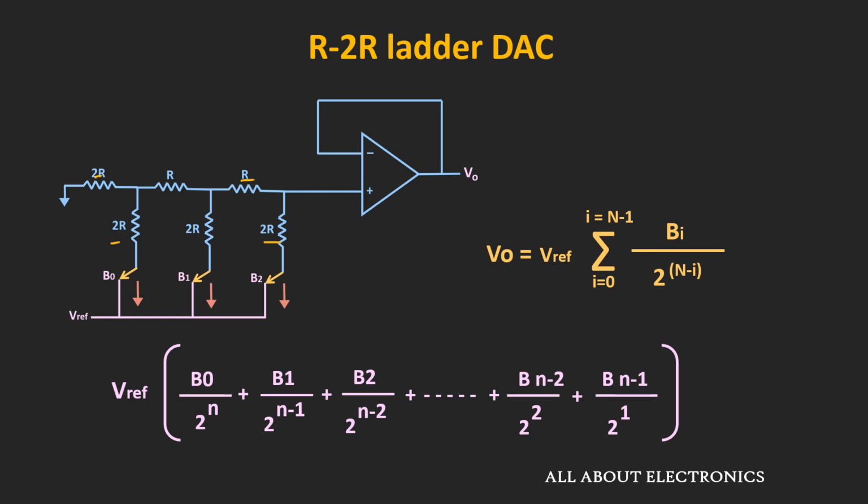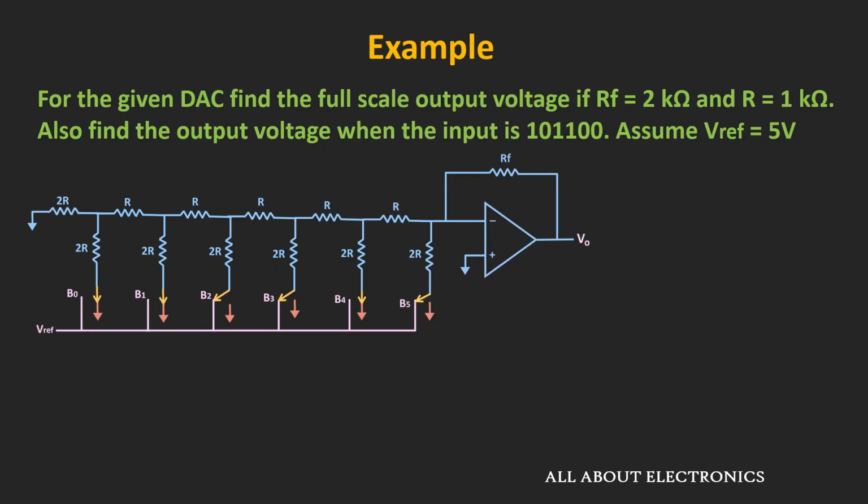Alright, so now let's take one example based on this type of DAC. So in this example, we have been given this R2R ladder type of DAC and we have been asked to find the full scale output voltage of the given circuit. And also we have been asked to find the output voltage corresponding to this code. And here we have already been given the values of RF, R and the V reference.